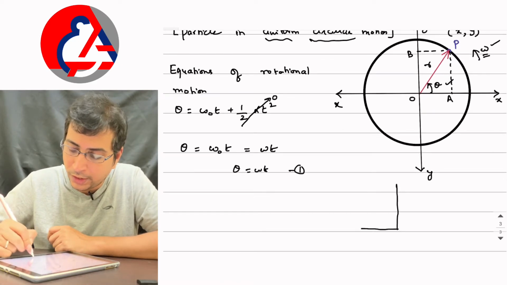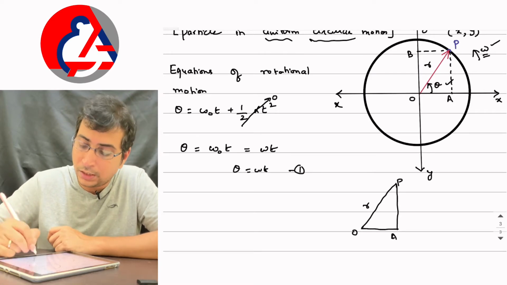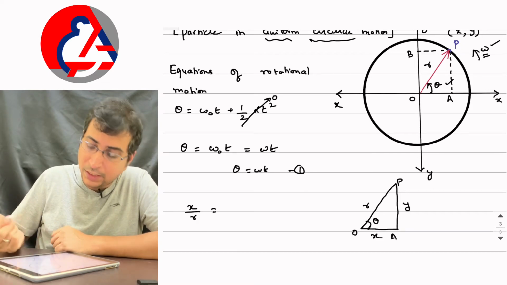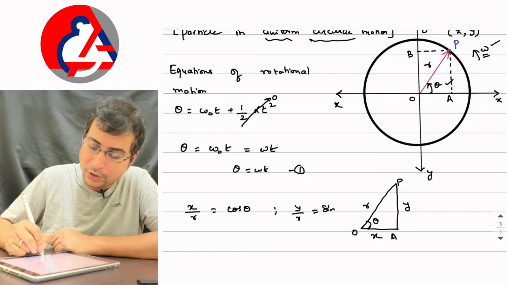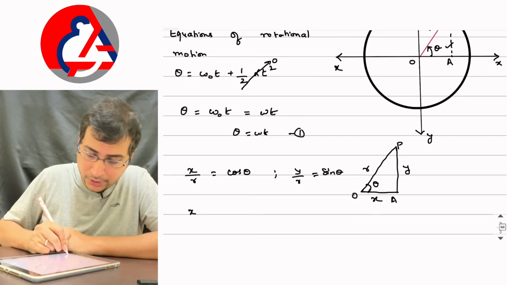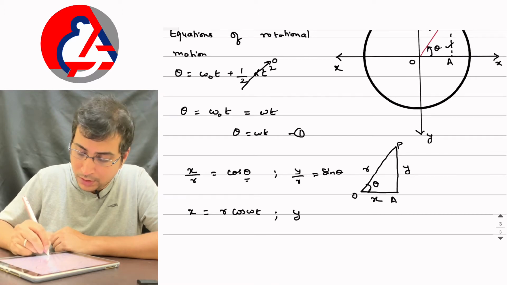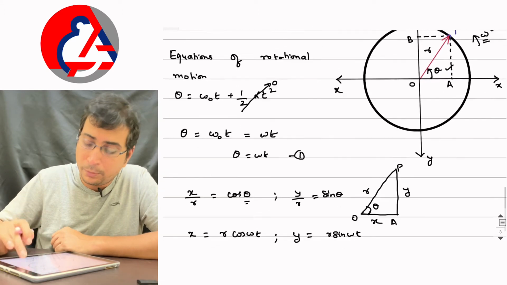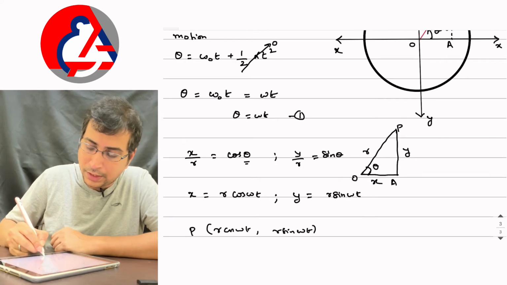When you look for it, one right angle triangle that I am able to observe is OAP, where OP is r and this angle is theta and OA is x. Similarly, if you observe, AP is y. Then what is x divided by r? X divided by r is equal to cos theta. Similarly, y divided by r is going to be equal to sin theta according to trigonometry. So x is equal to r cos of omega t, because we know that theta is equal to omega t. Similarly, y is equal to r sin of omega t. So the coordinates of the point P are r cos omega t and r sin omega t.